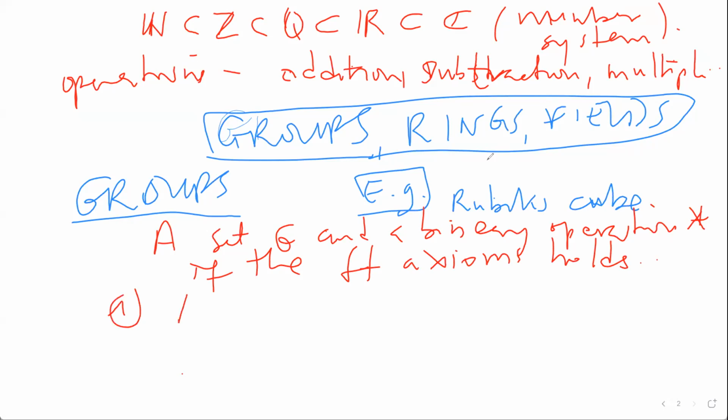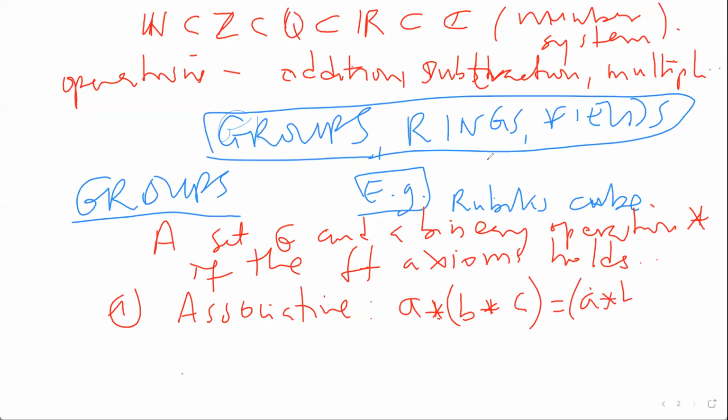One, associative. By associative, we mean that A operation B, operation C, where we put this into brackets, is equal to bracket A operation B, operation C, for all A, B, C in G.